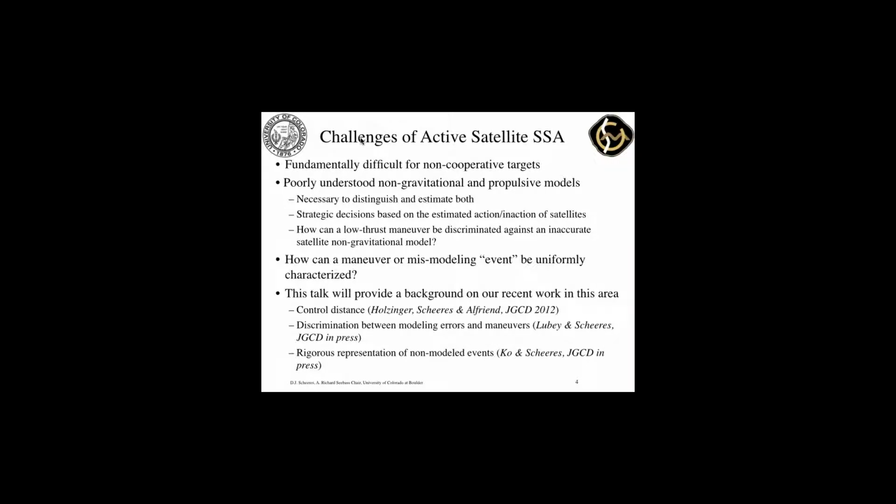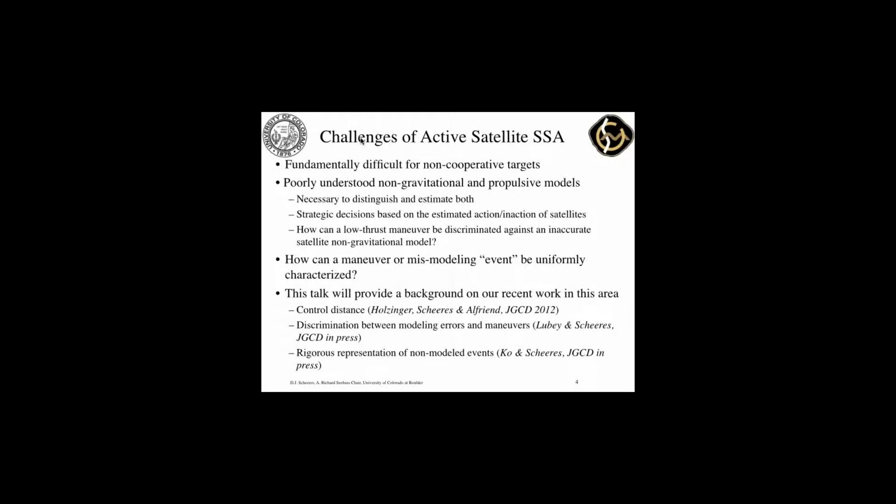And you have to answer difficult questions such as how can a low thrust maneuver be discriminated against an inaccurate satellite non-gravitational model? So at some point they look sort of the same. They're both making the satellite drift, but one is completely natural, the other one is actually heading somewhere. So one of the questions that we're dealing with as well is how can a maneuver or a mismodeling event be uniformly characterized in an unambiguous way.